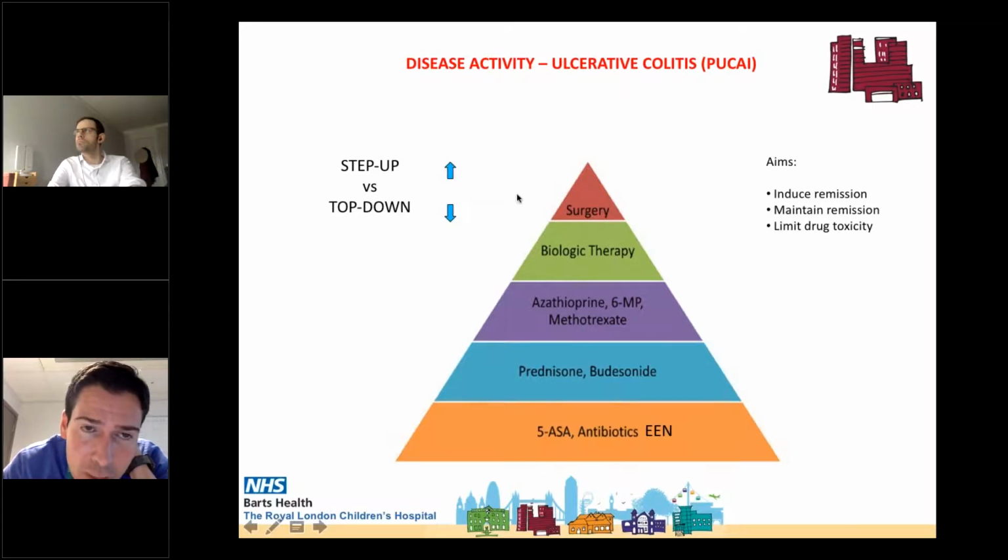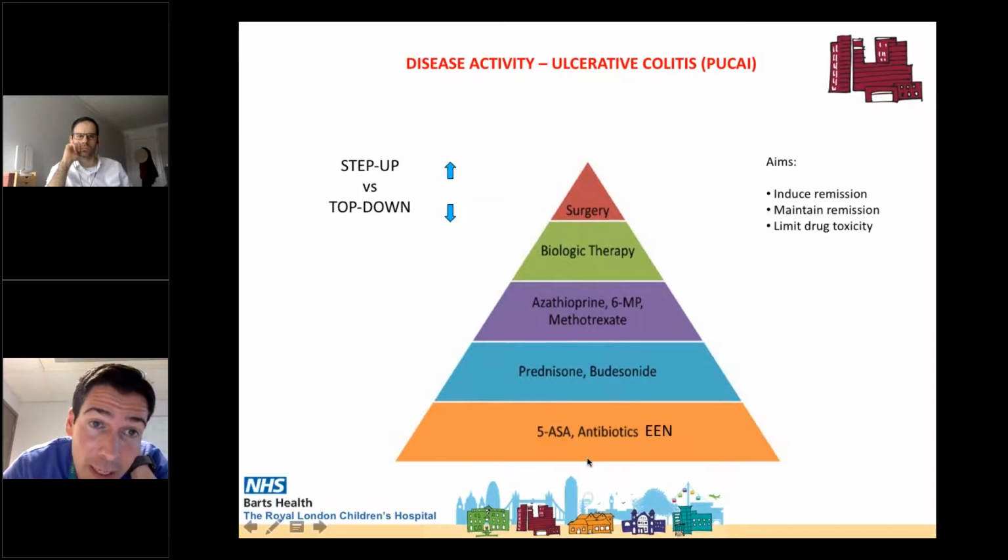Sometimes you need to go top down and, if a child presents with a very active panenteric and perianal Crohn's disease, for example, there is no way you can climb the pyramid from base to top. You will need to go top down. So you will definitely consider a biologic treatment straight away if they've got perianal disease and panenteric Crohn's and are very unwell when they present.